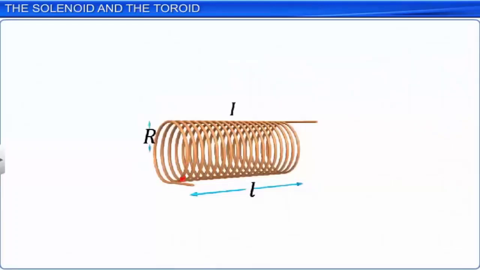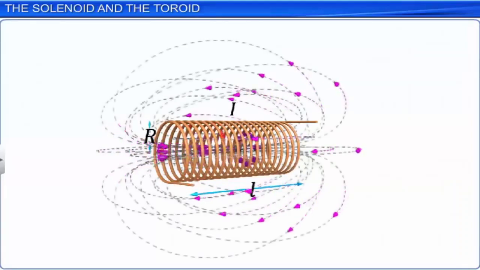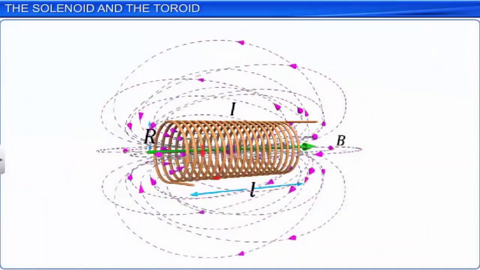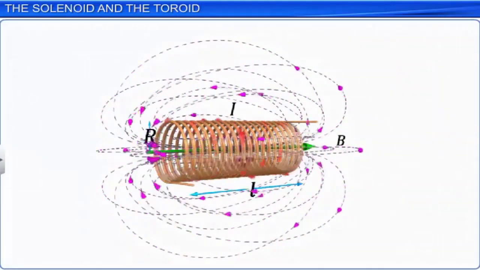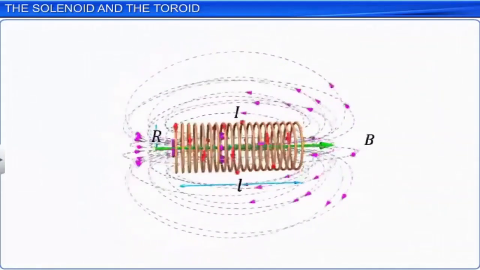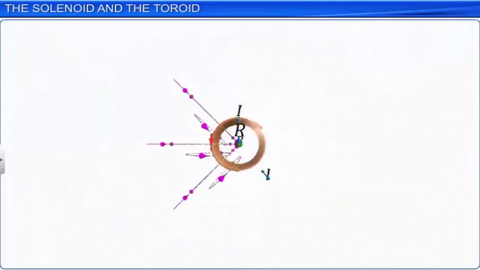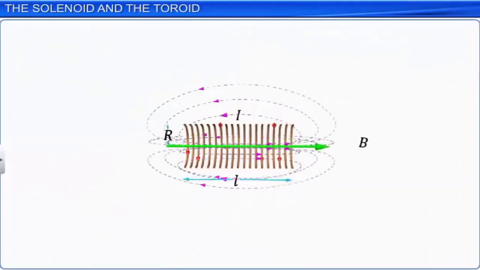Now let I be the current passing through the solenoid. This current-carrying solenoid produces a magnetic field. This can be easily understood by considering the field due to the individual circular loops. Let us now take a look at the cross-section view of the circular loops of the solenoid in the plane of the screen.